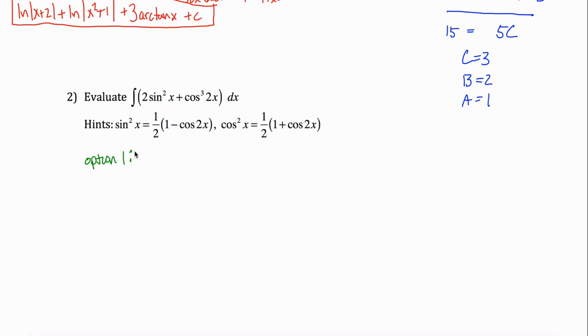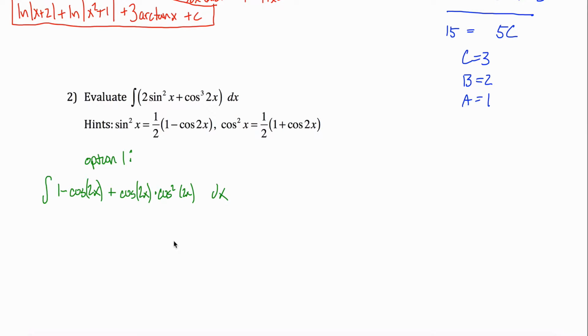Option 1. What you'll see is that if you change sine squared x into 1/2 times 1 minus cosine 2x, then this 2 and this 1/2 cancel out. I could say that really I'm just trying to figure out the integral of 2 times 1/2, which is just 1 minus cosine 2x, plus, and then instead of cosine cubed 2x, I can write that as cosine of 2x times cosine squared of 2x. You don't need those parentheses, but it might make it easier to look at.